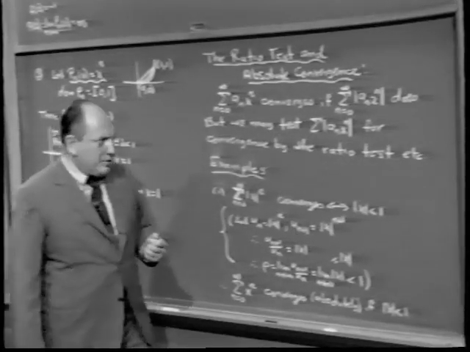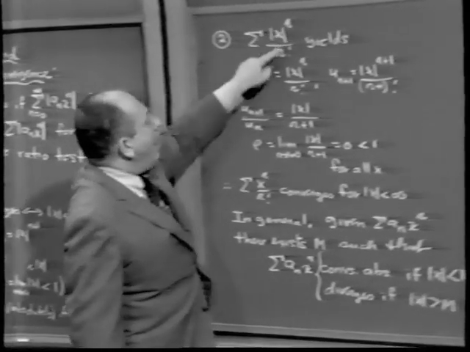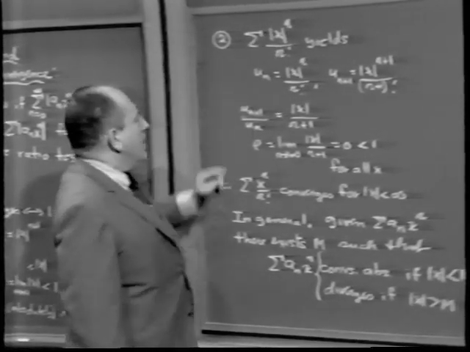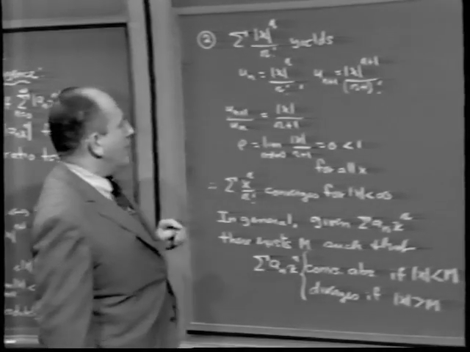Let's look at another example. Suppose we look at the absolute value of x to the nth power over n factorial. If we look at this, the nth term is the absolute value of x to the nth over n factorial.